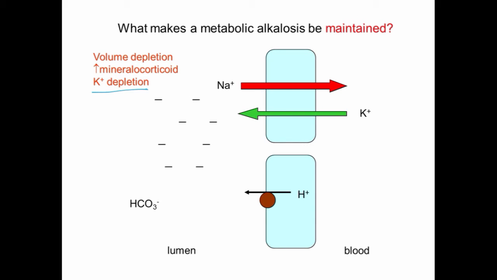Third, potassium depletion. When sodium reabsorption is especially active for the reasons above, cation secretion is also active. Initially, potassium is the main cation secreted because there's a lot more potassium than hydrogen ion in the cells. But if potassium stores become depleted, potassium secretion decreases and hydrogen ion secretion increases more, making it possible to reabsorb even more bicarb.